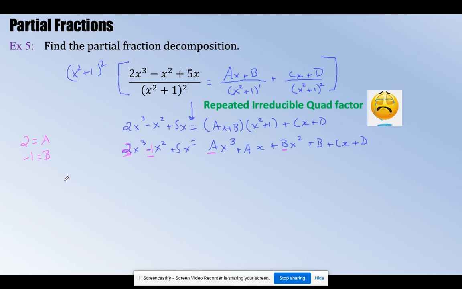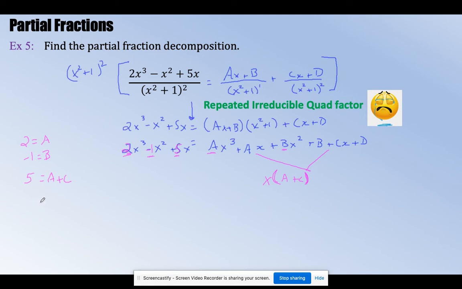Now let's go look at c. The coefficient of the linear term on the left side is 5. How many linear things do you have over here? X factored out of a plus c, right? So that means that a plus c must be equal to what? Those are just numbers. Has to be 5.